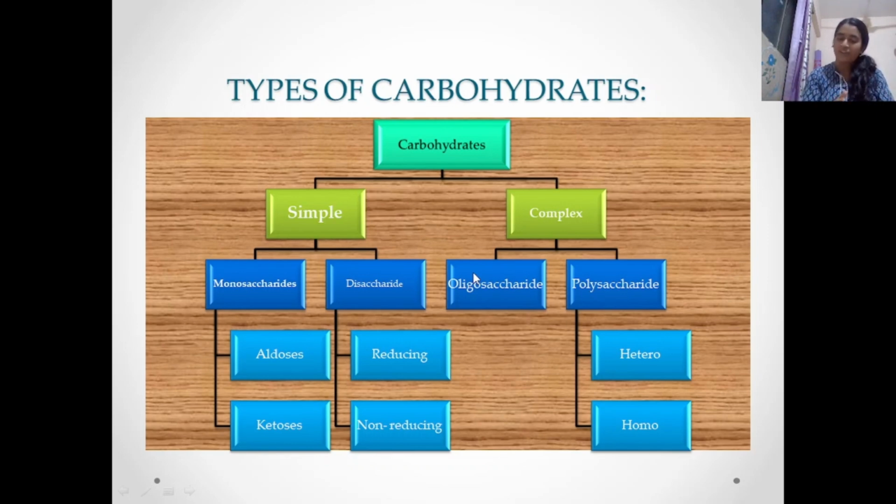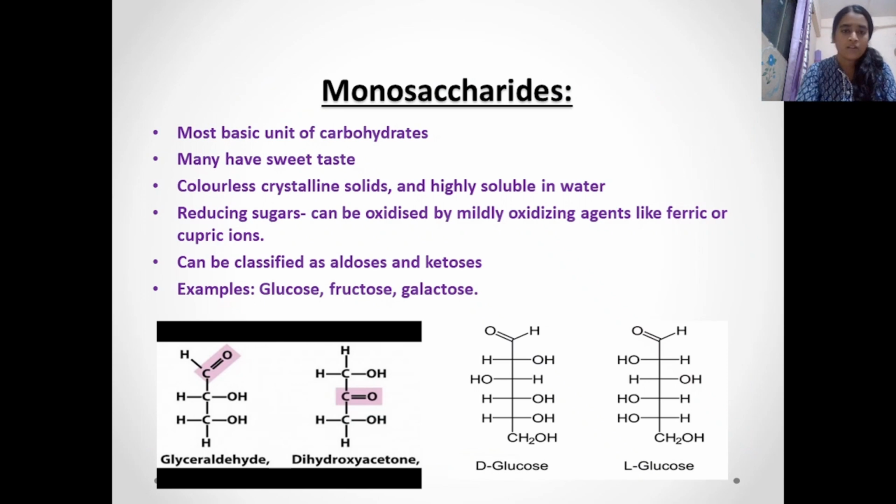The simple carbohydrates are further divided into two types, that is monosaccharides and disaccharides. And complex carbohydrates are divided into oligosaccharides and polysaccharides. There are various other subtypes too. Now let us understand each type of carbohydrates in detail and their subtypes too. So the first type is monosaccharides. Monosaccharides are basically the most basic unit of carbohydrates.